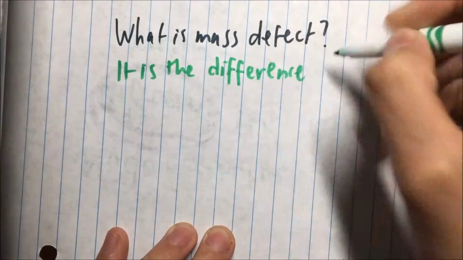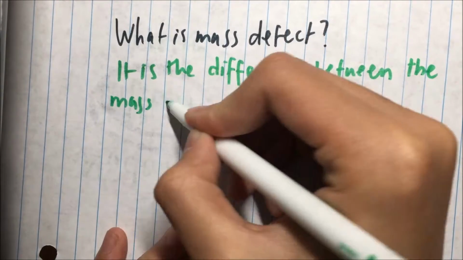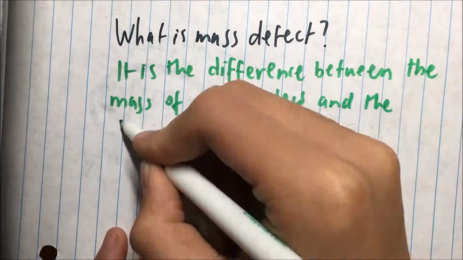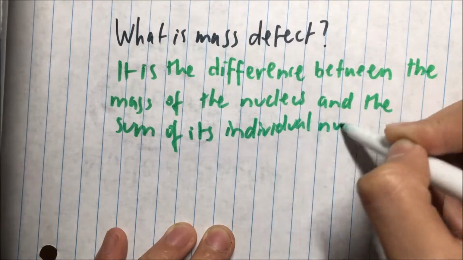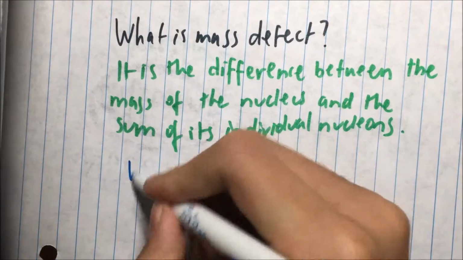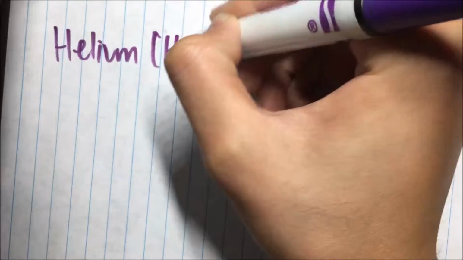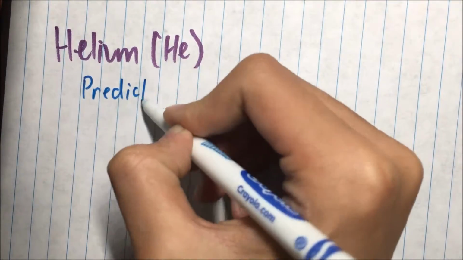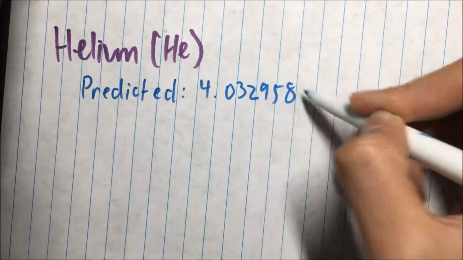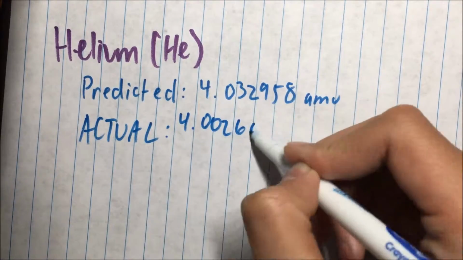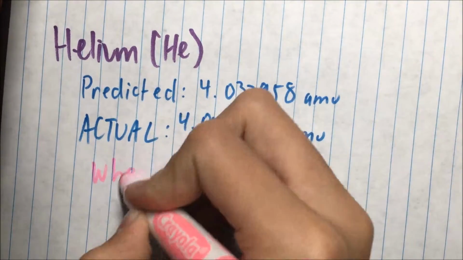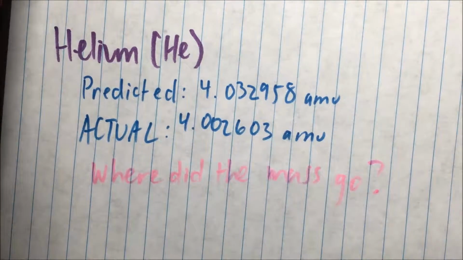It is the difference between the mass of the nucleus and the sum of the masses of its individual nucleons. But how is that possible? Isn't the nucleus made up of the nucleons? Let's take helium for example. The predicted mass is 4.033 atomic mass units, while the actual is less than that. Where did the mass go?